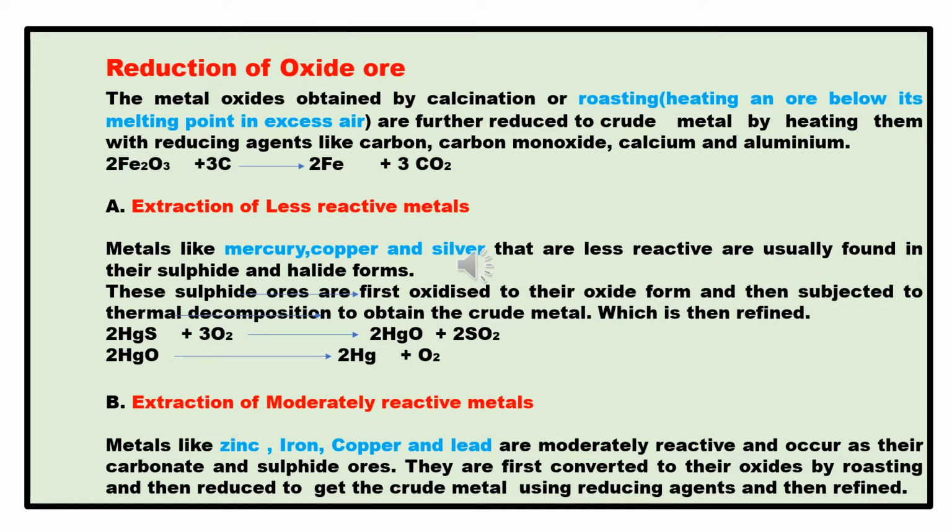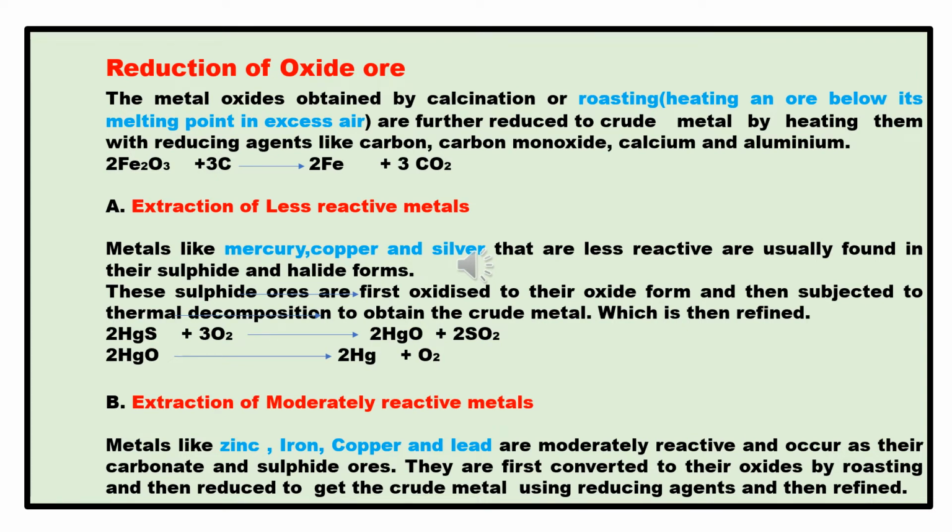We have already seen carbonates or the oxides, how we use reducing agents like carbon, carbon monoxide, calcium, aluminum, and all of these we can use as reducing agents to remove that oxygen from the oxide. Then the metal can be refined, purified. So we adopt different methods for the extraction of less reactive metals and moderately reactive metals.